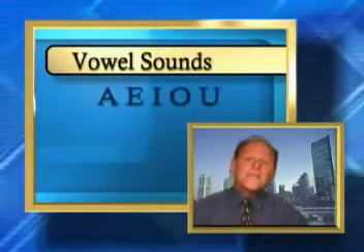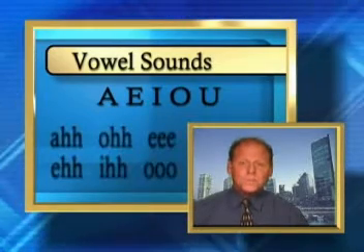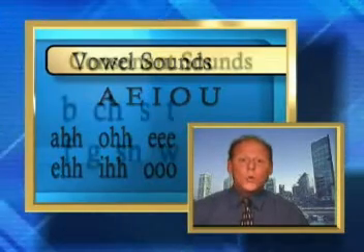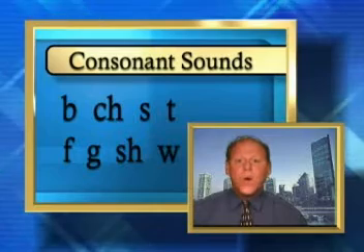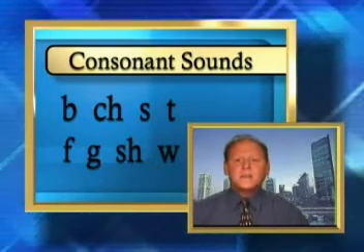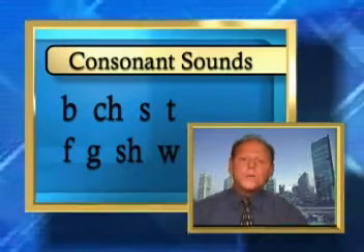vowel sounds. Now, vowel sounds, as you know, are A, E, I, O, and U, like A, O, E, and U. And consonant sounds are basically all the other letters and sounds, like B, Ch, S, T, F, G, Sh, W, and of course there are many, many more sounds. The consonants that we are going to cover in this first session are the consonant R and the consonant W. Okay, are you ready? Here we go.